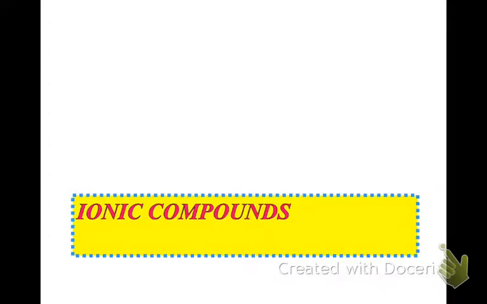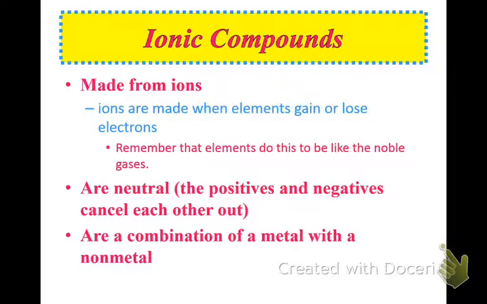Alright, so now we've learned about ions, so our next step in our journey is talking about ionic compounds. Ionic compounds obviously are made from ions, hence the term ionic compounds. They're made when you have elements that gain or lose electrons to form ions, and then they're put together. Now, keep in mind that these are neutral compounds, because the positives and the negatives cancel each other out.